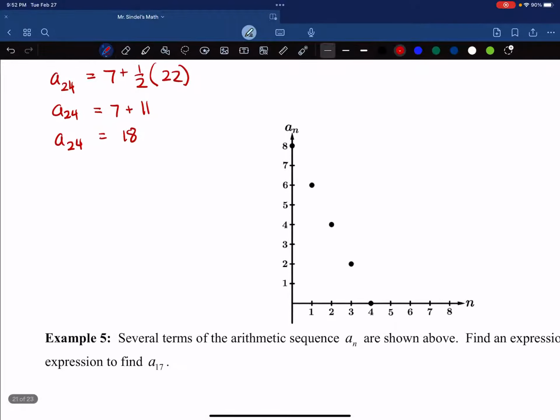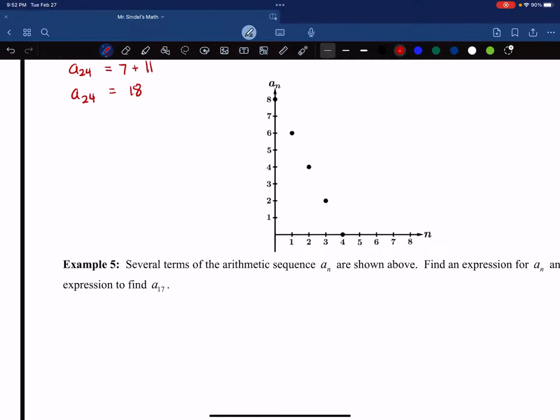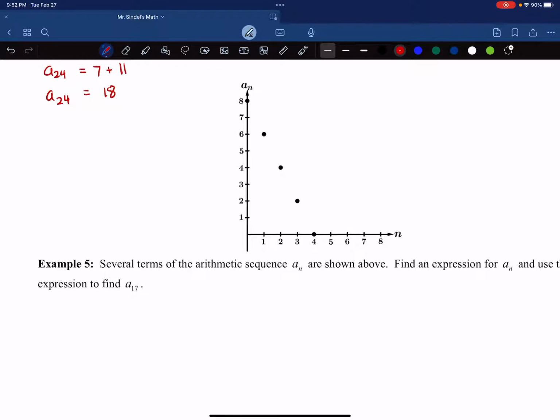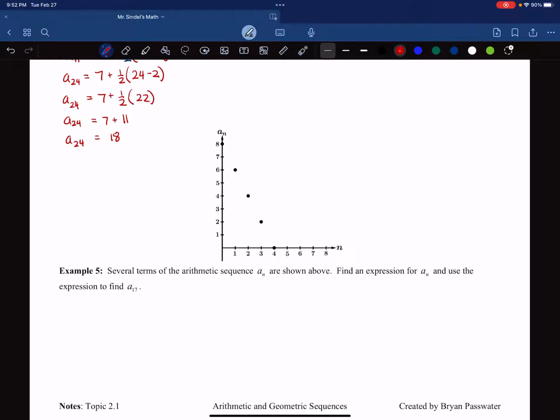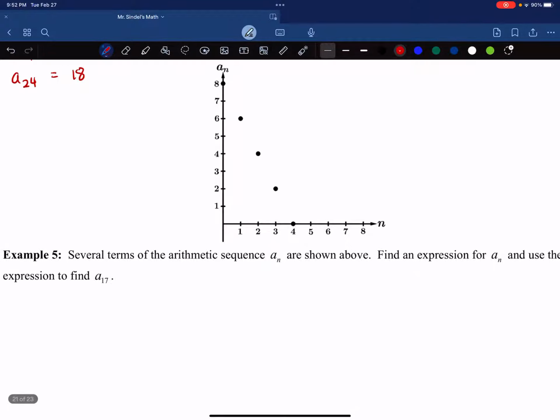Excellent. All right, moving on to example 5. We have a graph up here. Several terms of an arithmetic sequence a sub n are shown above. Find an expression and use the expression to find the 17th term. So it's the same thing, but the information is in a graph this time.